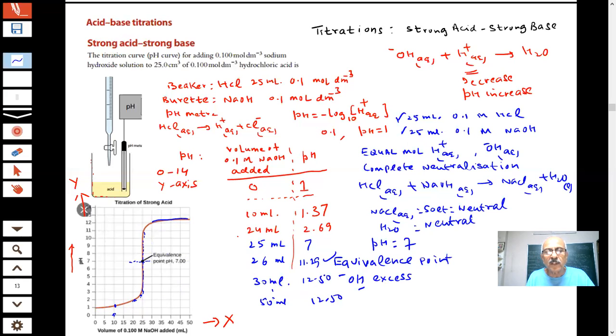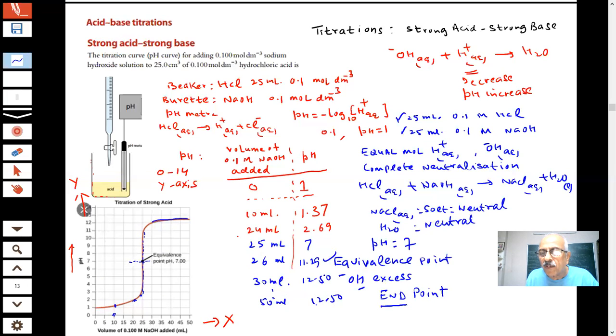Slow increase, and at the equivalence point when equal volumes are added, you can see the region in which there is a change, going immediately from 7 to 11 point something. So that means there is something called the end point. What is the end point? Tell me, of any reaction, how will I know the reaction is complete? Something called end point.